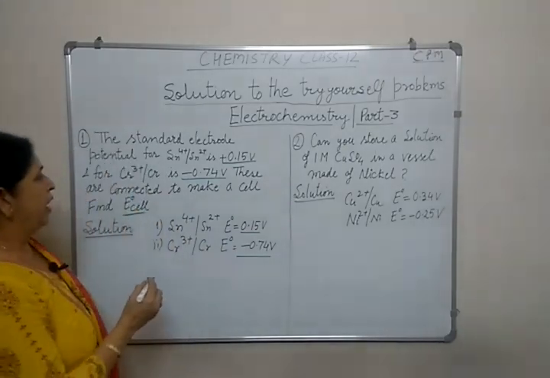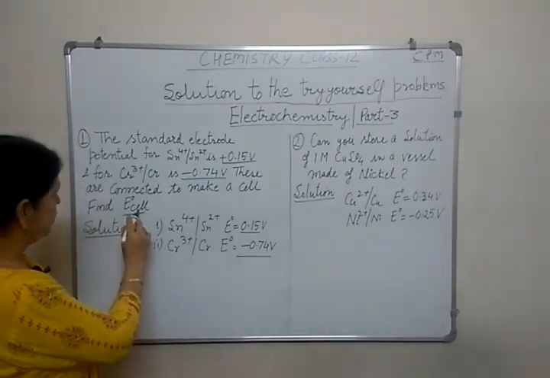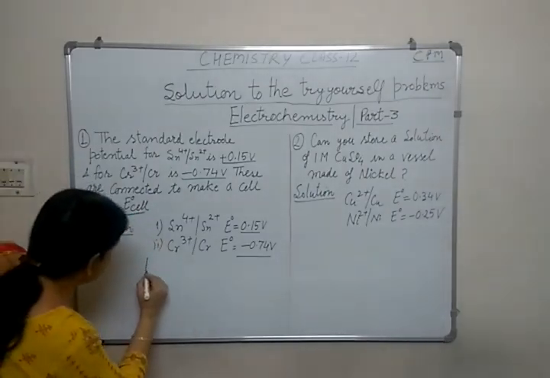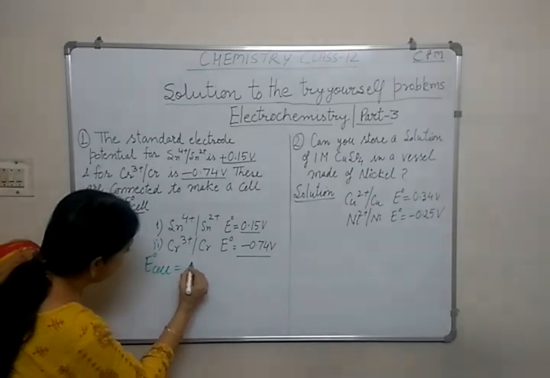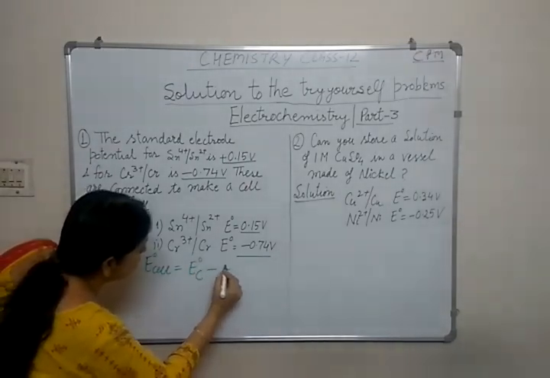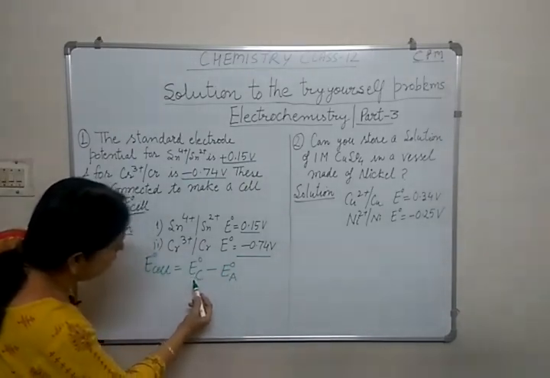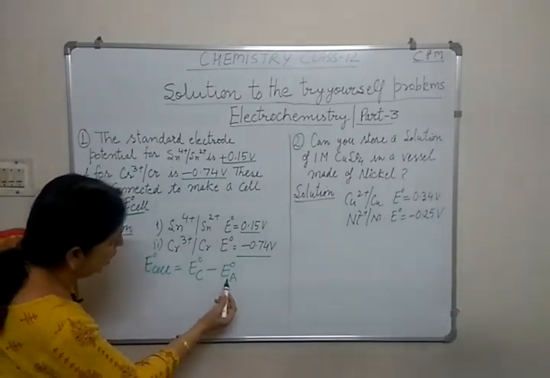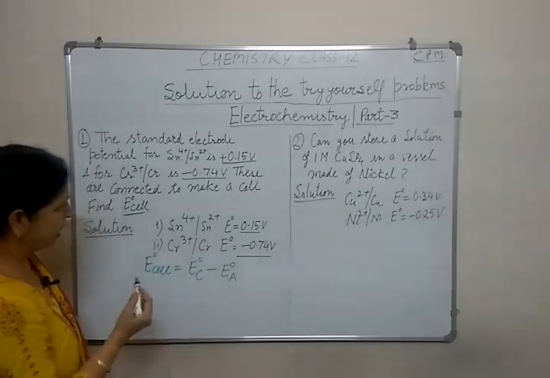0.74. And you know how to find the E0 of the cell. This formula we have already studied, that is, E0 for cell is equal to E0 of cathode minus E0 of anode. These are the standard reduction potentials of cathode and anode. Their difference gives us the E0 of cell.